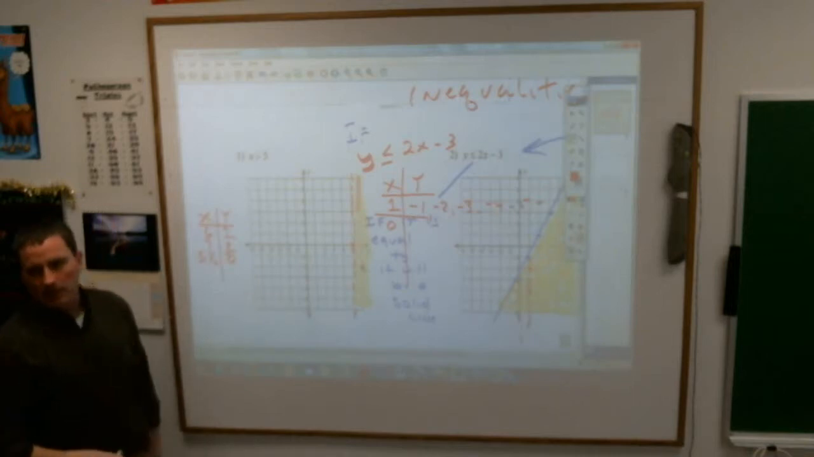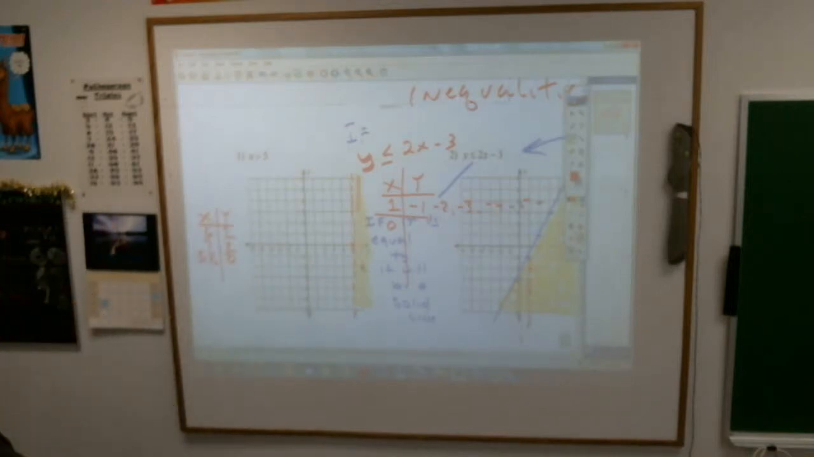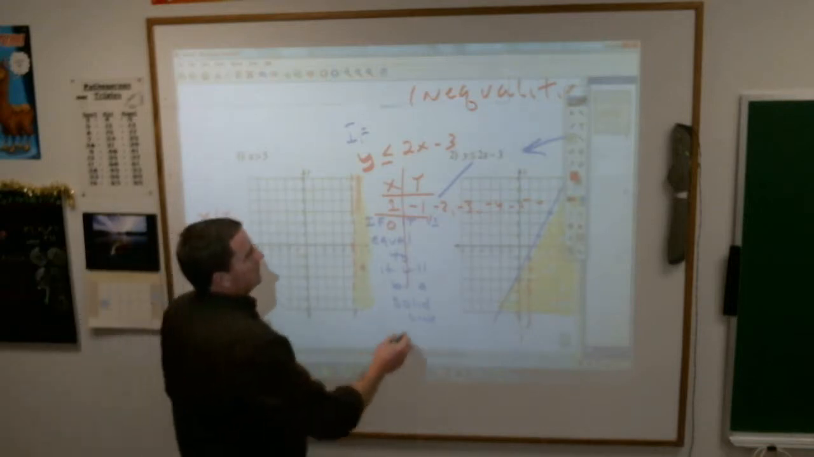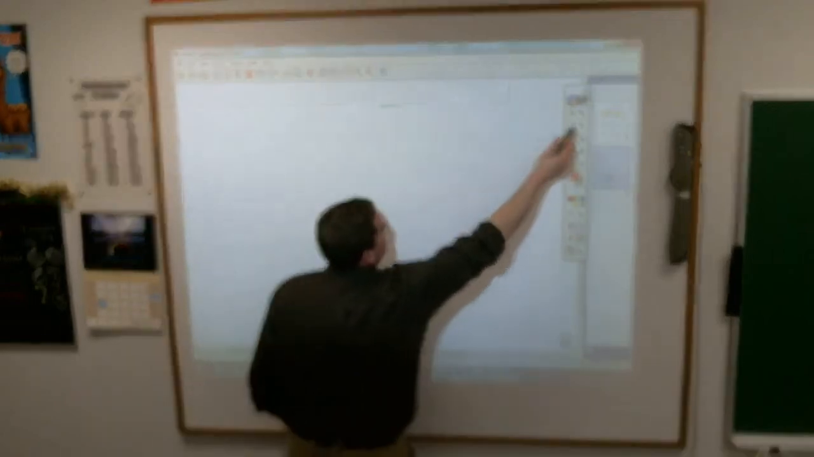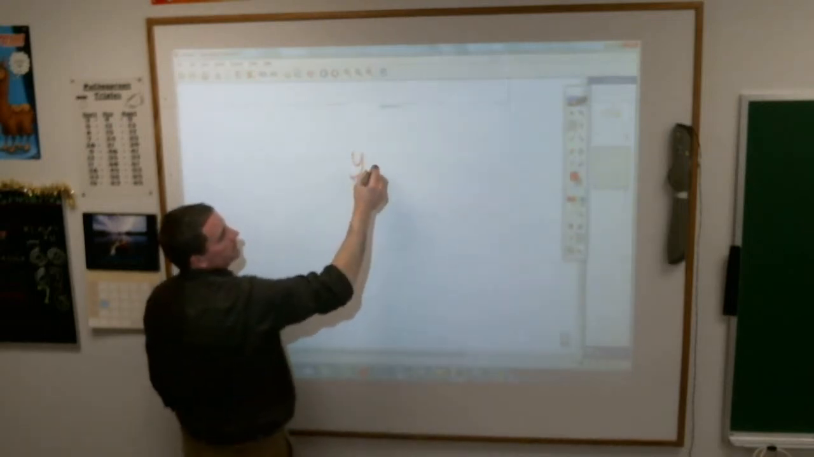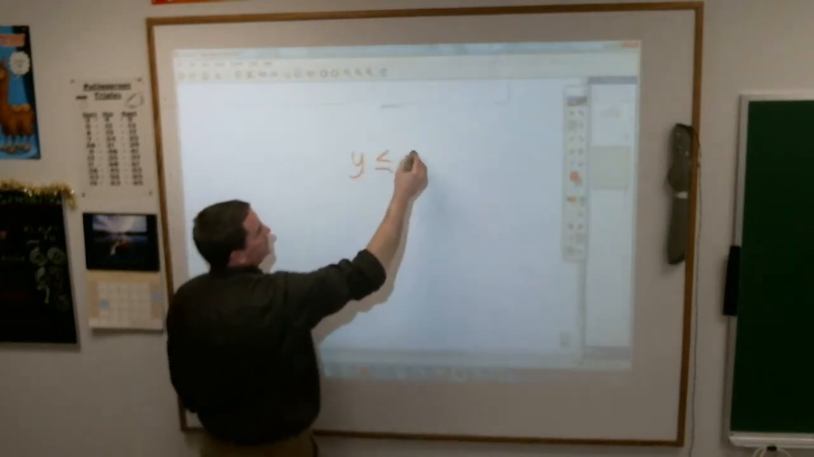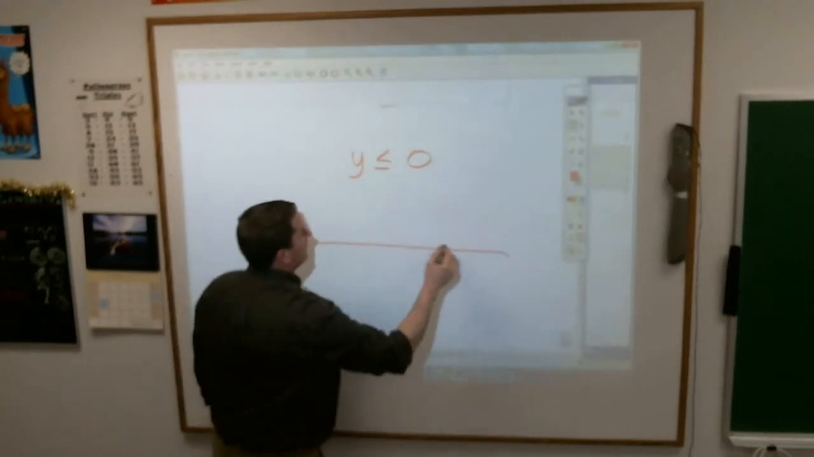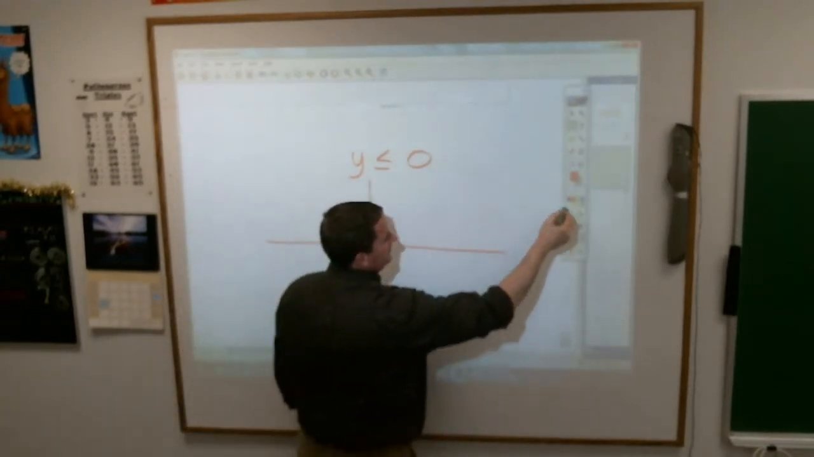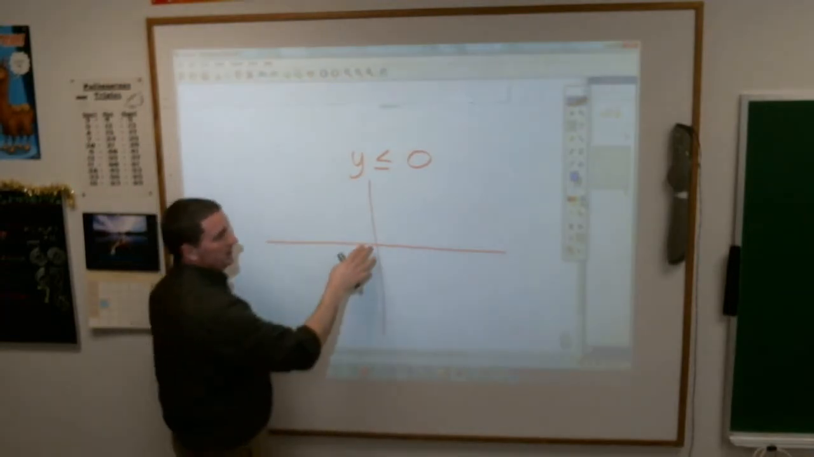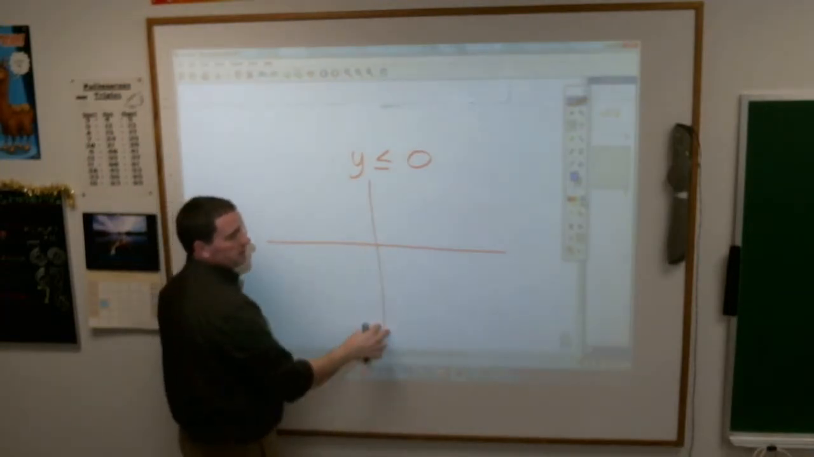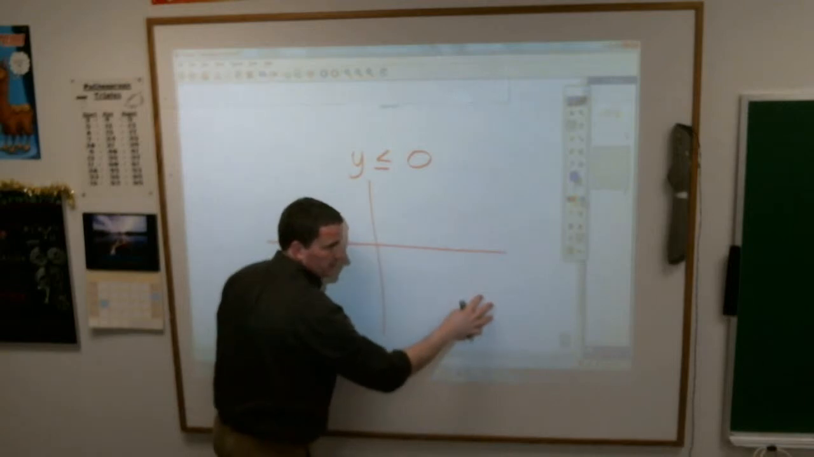If it's a y problem, like, what's problem 3 on there? Y is less than or equal to 0. Take a look at this. Y is less than or equal to 0. That means y can be anything that's less than 0, and x can be anything.